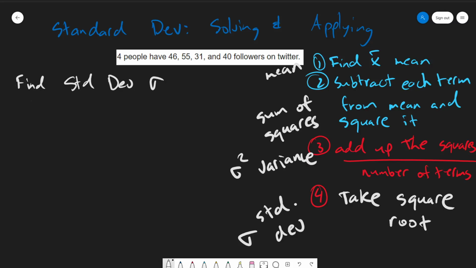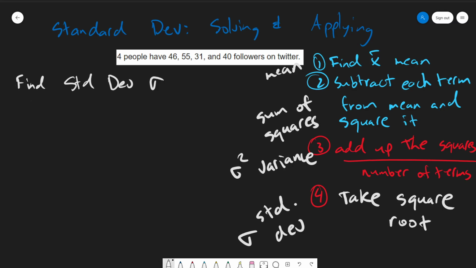Okay, I'm going to do a basic how to find a standard deviation using what we've got so far. The steps are we are going to find the mean, then subtract each term from the mean and square it, add them up. Then we're going to divide by how many terms we had. That's going to give us an average of those squares, and then we're going to take a square root.